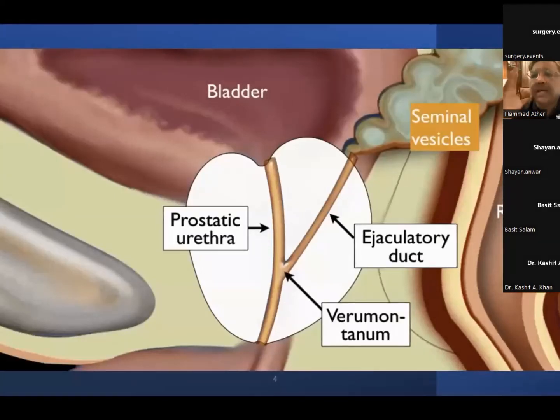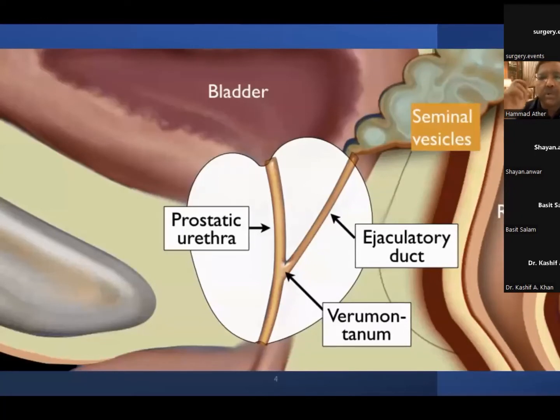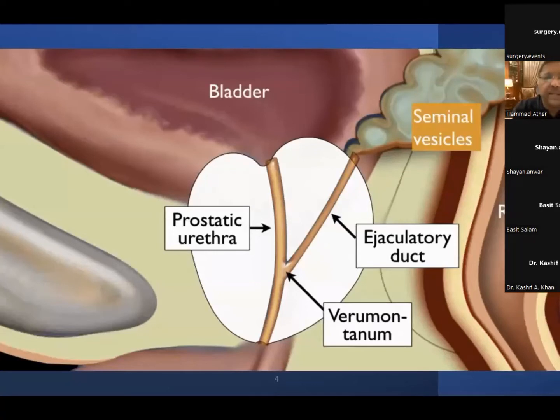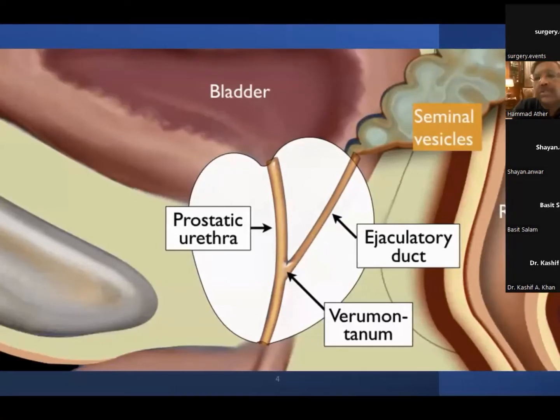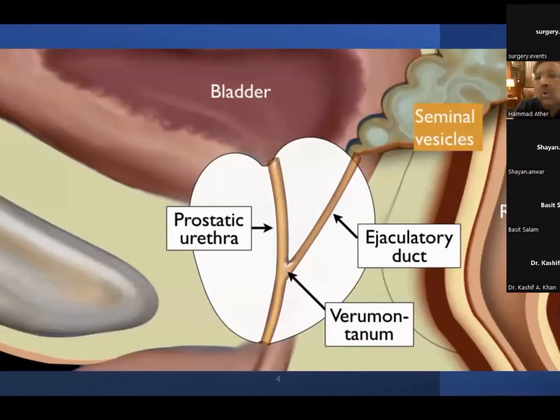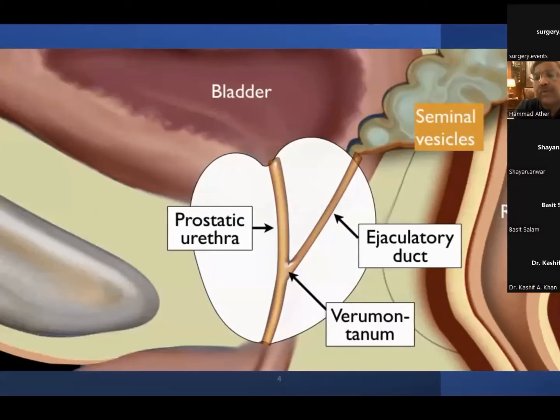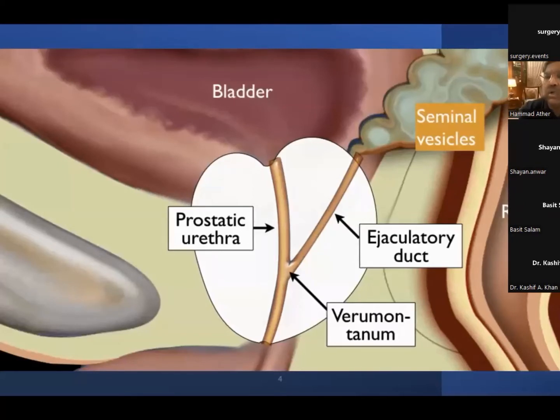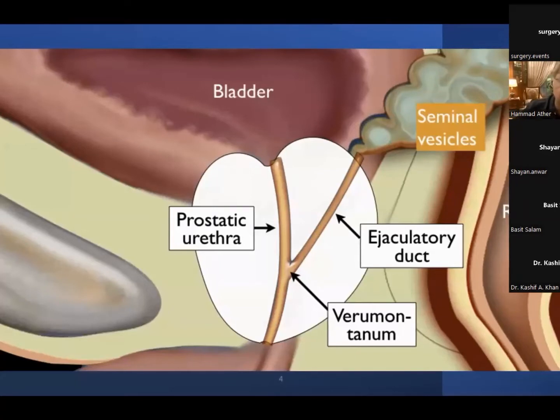So in order to understand the MR anatomy, the anatomy of the zones is extremely important. Now, what you can see here on the screen is the bladder, with the white area being the prostate. Through the prostate passes the prostatic urethra, and into the prostatic urethra opens the ejaculatory duct at the point of the verumontanum. So this anatomical distribution is well known to most of us. The zonal anatomy is important.